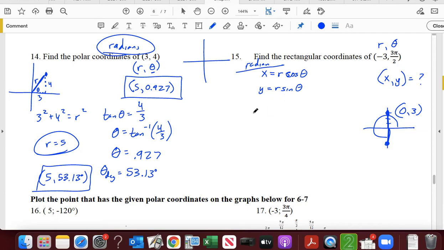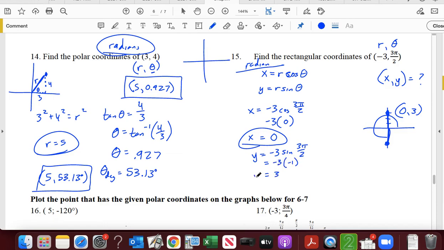So in our calculator, if you plug in x equals -3 cosine 3 pi over 2, you'll get -3 times cosine 3 pi over 2, which is 0, so you get x equals 0. And that's exactly what we got. If we do y equals -3 sine 3 pi over 2, you'll get that it's 3, because sine 3 pi over 2 is -1. You get that y equals 3.